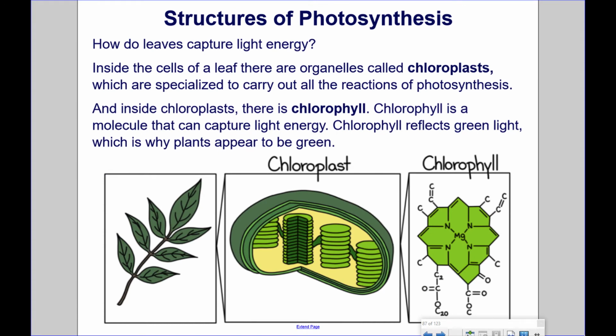Structures of photosynthesis. How do leaves capture light energy? Inside the cells of a leaf, there are organelles called chloroplasts, which are specialized to carry out all of the reactions of photosynthesis. And inside chloroplasts, there is chlorophyll. Chlorophyll is a molecule that can capture light energy. Chlorophyll reflects green light, which is why plants appear to be green.